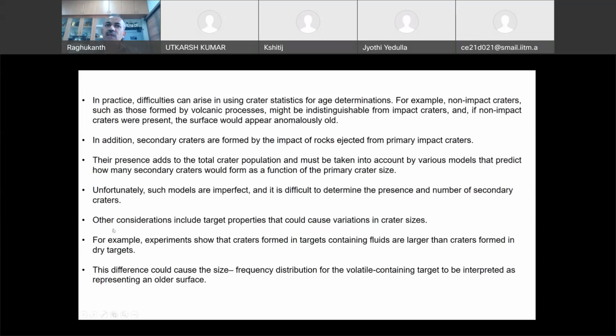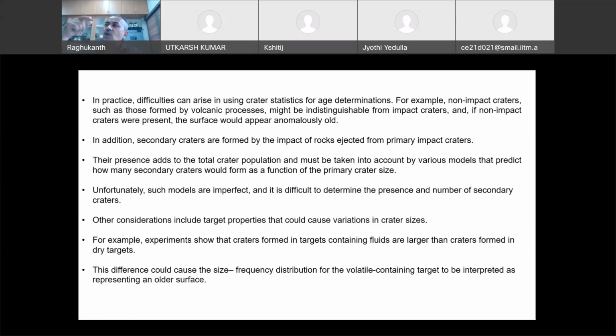Other considerations include the target, which could cause variations in the crater sizes. For example, if the crater forms in a region which contains a fluid, or a soft soil or something like that, then the crater diameter may be larger. Although the projectile doing the impact is the same size, say a 10-meter impactor, if it falls on soil or some soft material, the crater diameter will be more. But if the same thing happens on a hard rock surface, the crater diameter may be less. This is also a big headache.